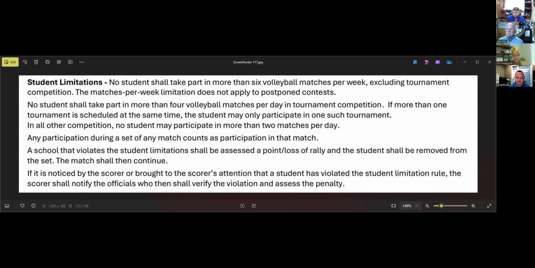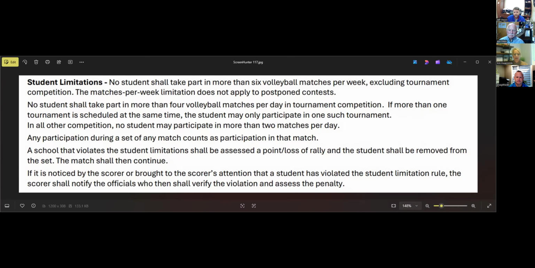And the short version of this is if you're playing in a triangular and you have a JV version and a varsity version, you get two matches. Each individual girl gets two matches. If you're playing in a dual and you have a reserve, a JV, and a varsity, same thing, you get two matches. So any participation in a set counts as participation in a match.